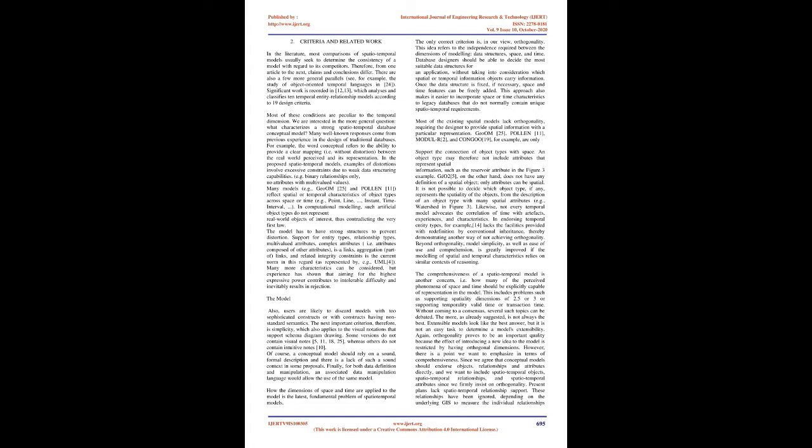The model has to have strong structures to prevent distortion. Support for entity types, relationship types, multivalued attributes, complex attributes, i.e. attributes composed of other attributes, is-a links, aggregation, part-of links, and related integrity constraints is the current norm in this regard, as represented by, e.g., UML 4.